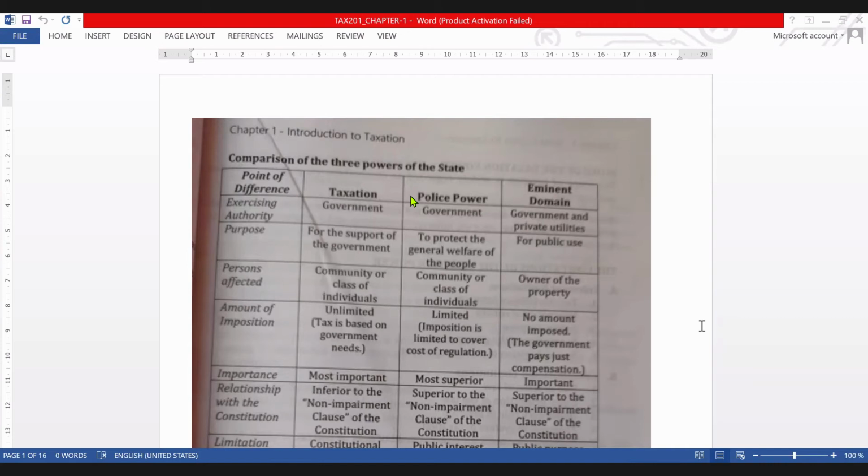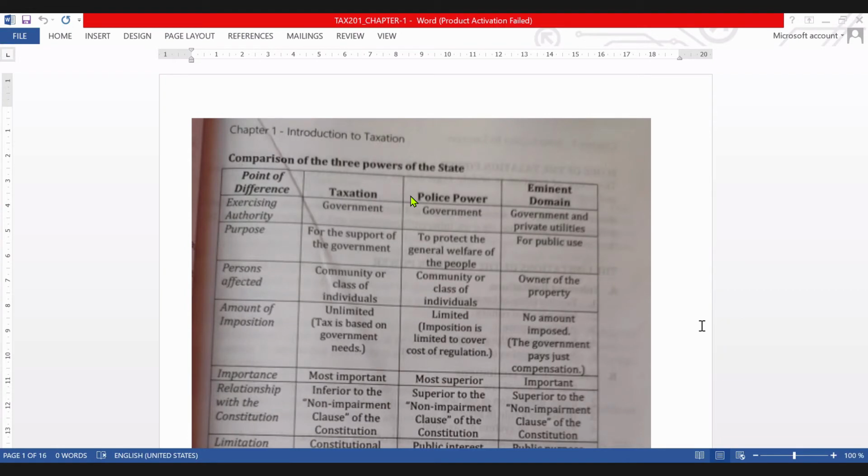Vertical equity, that's the first one. It presupposes that the extent of one's ability to pay is directly proportional to the level of his tax base. Do you know what is the tax base? That is your basis, no, ng tax na ipapataw sa'yo. Or in short, yan yung taxable income mo.